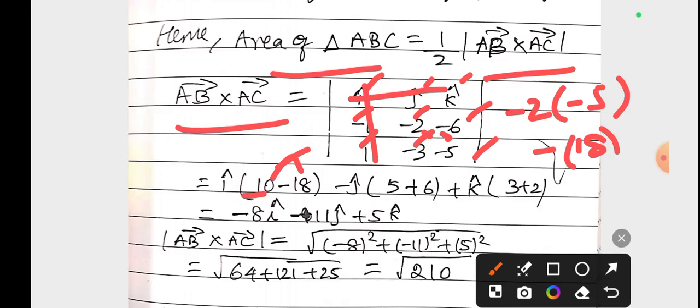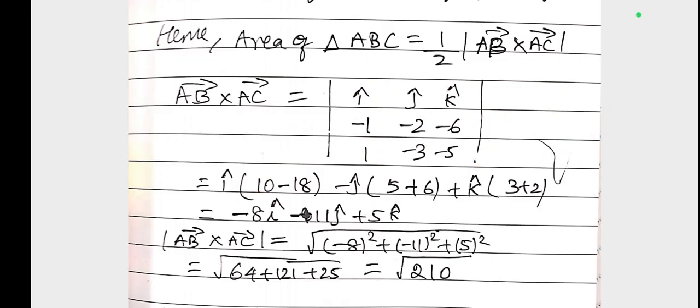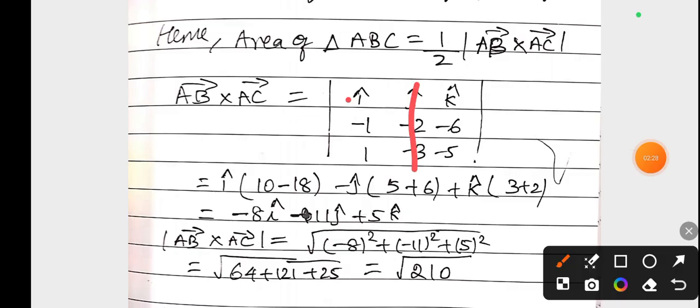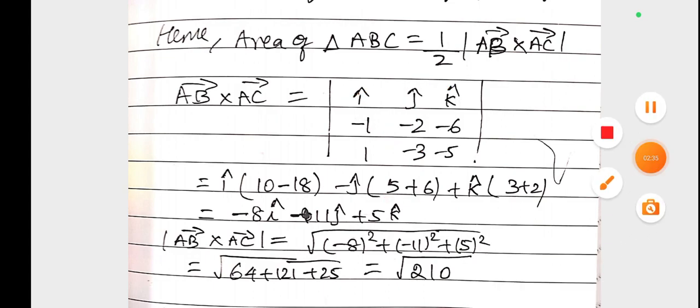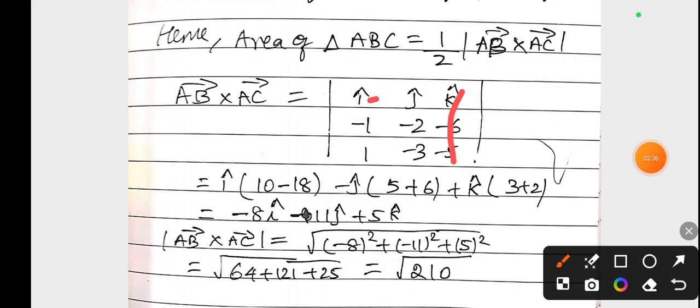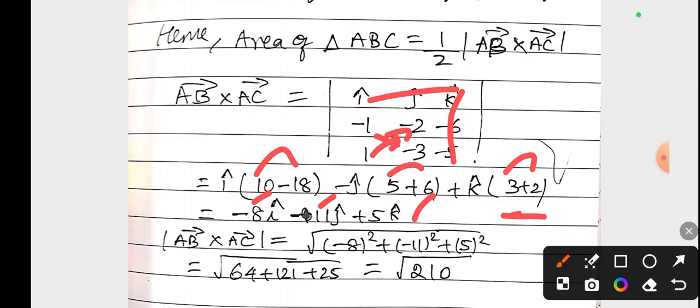The same way you can go for minus j. So, plus minus plus. So, you will get 5 plus 6. Then plus k, you can take it. When you are taking plus k, you will get 3 plus 2. So, 10 minus 18 is minus 8 i cap, 5 plus 6 is minus 11, so minus 11 j cap, 3 plus 2 is 5k cap.